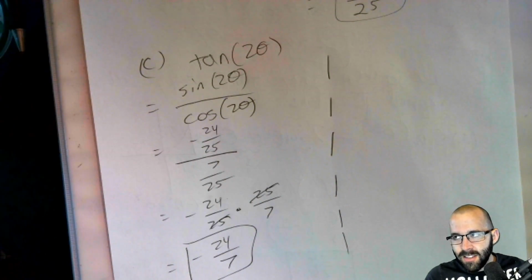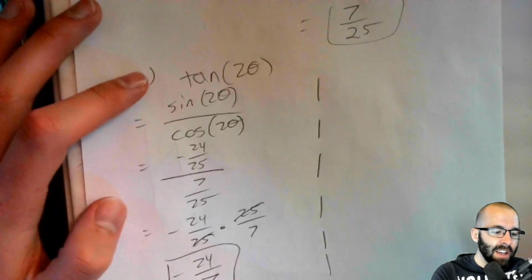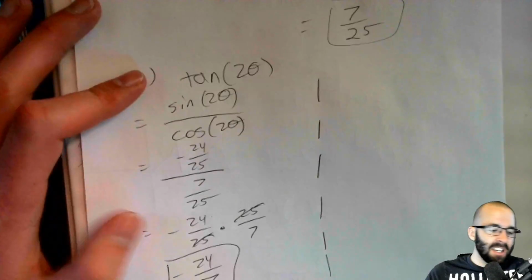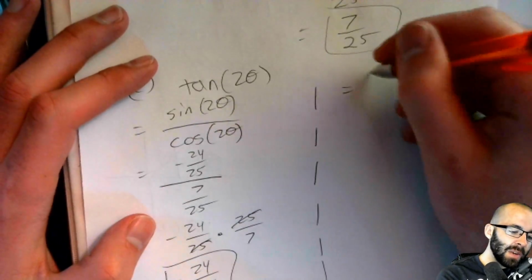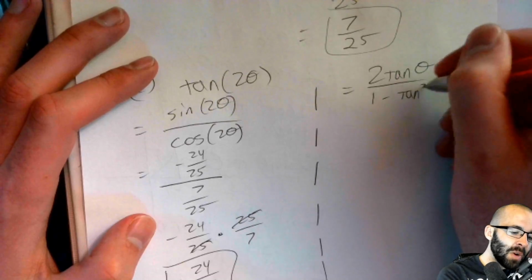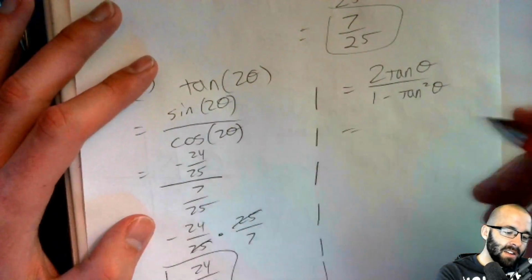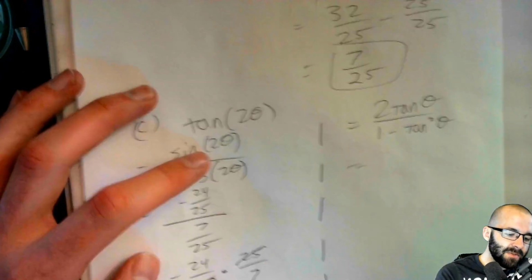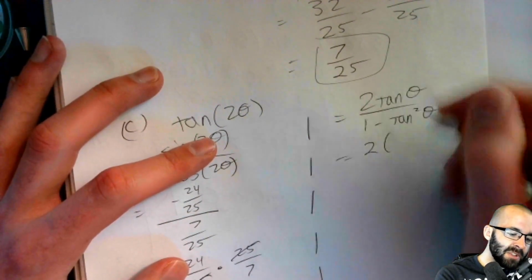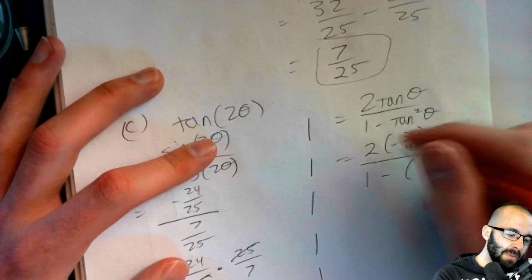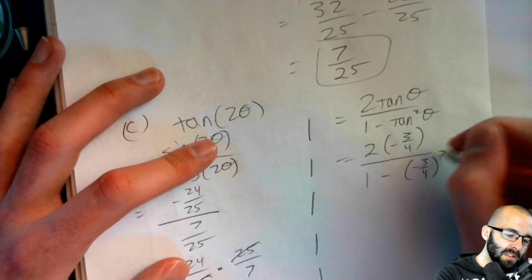And maybe this is the right answer. Maybe it's not. Let's check. We can use the identity as well. The double angle identity for tangent is 2 tangent of that angle divided by 1 minus tangent squared. So it's also equal to 2 tangent of the angle divided by 1 minus tangent squared of that angle. And again, we have to go back. What was tangent of that angle? The tangent of the angle is negative 3/4. Okay, so 2 times tangent of the angle, negative 3/4, divided by 1 minus tangent, which is negative 3/4, squared.